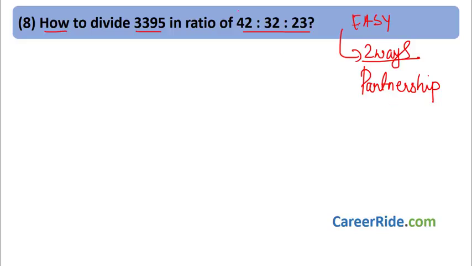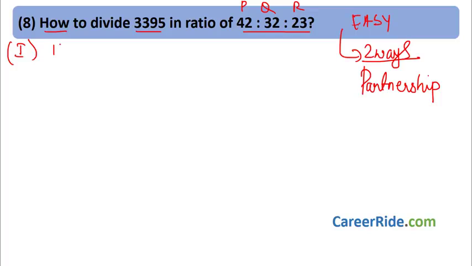What we did, there were say 3 people, P, Q and R, having the share of profit of 42, 32 and 23. Then how to find the share of P or Q or R? So we will solve by both methods. The first one is the share or the partnership method, which we have seen. How to divide 3395 in the ratio of 42, 32 and 23?